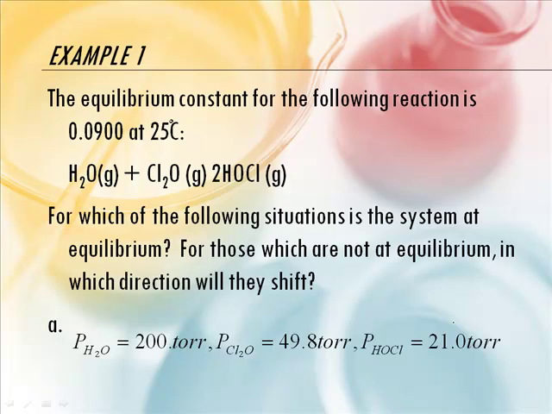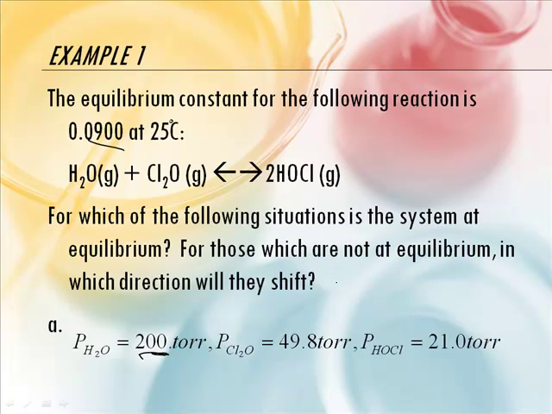The equilibrium constant for the following reaction is 0.09. So now what we're going to do is determine which direction it will shift. This really isn't an ICE table problem. We actually know the concentrations, or actually these are pressures. So let's write the equilibrium expression. We have a reaction, water plus Cl2O, so let's rewrite that.